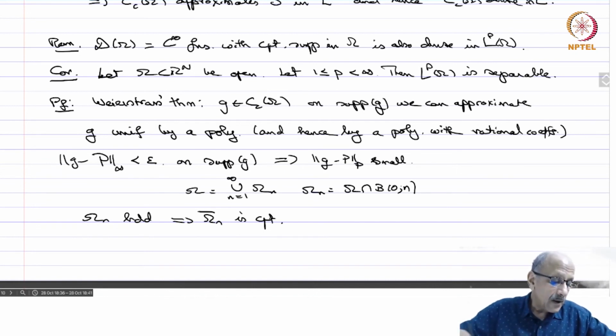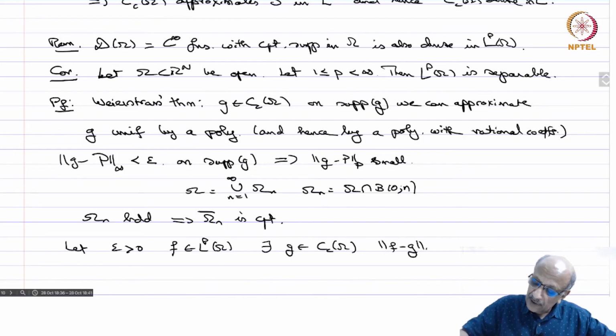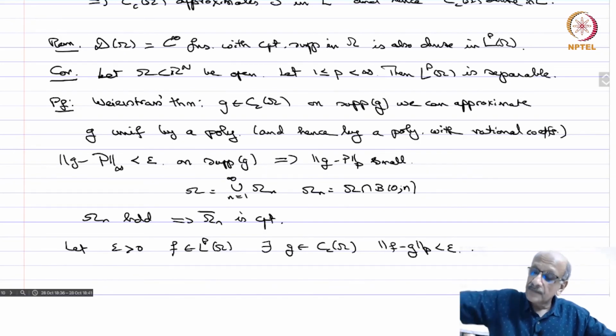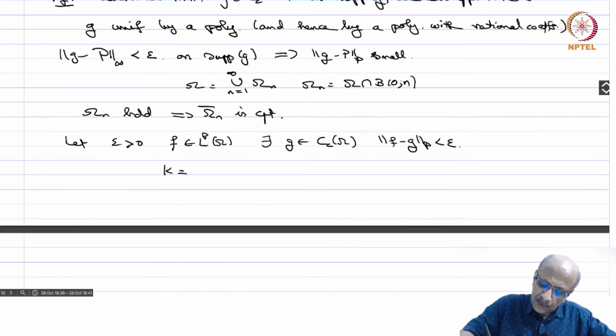Okay. Now let epsilon be greater than 0 and f belong to Lp of omega. That means we take a representative which is a p-integrable function. Then there exists a G in Cc of omega such that the norm of f minus G in Lp is less than epsilon. So let K be the support of G, which is compact.